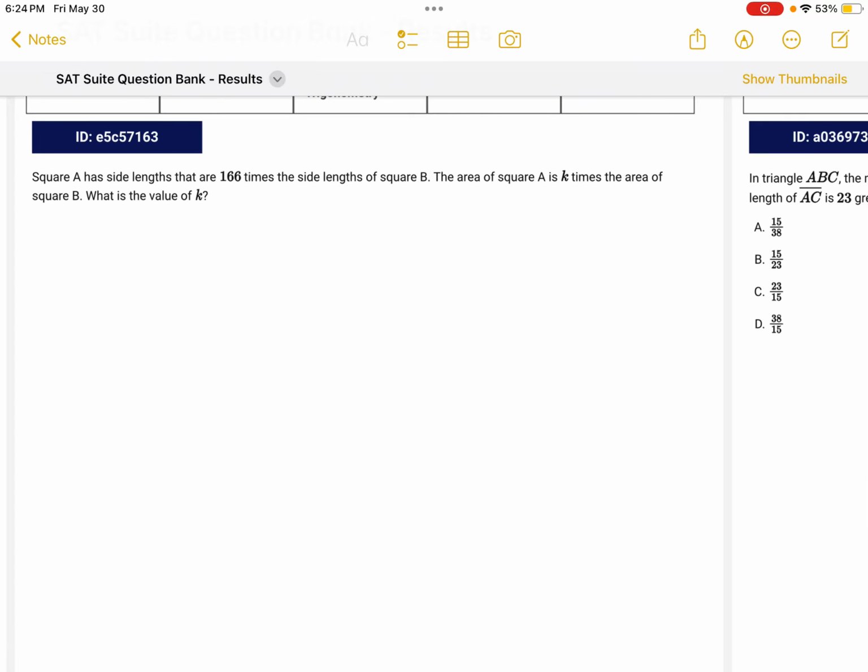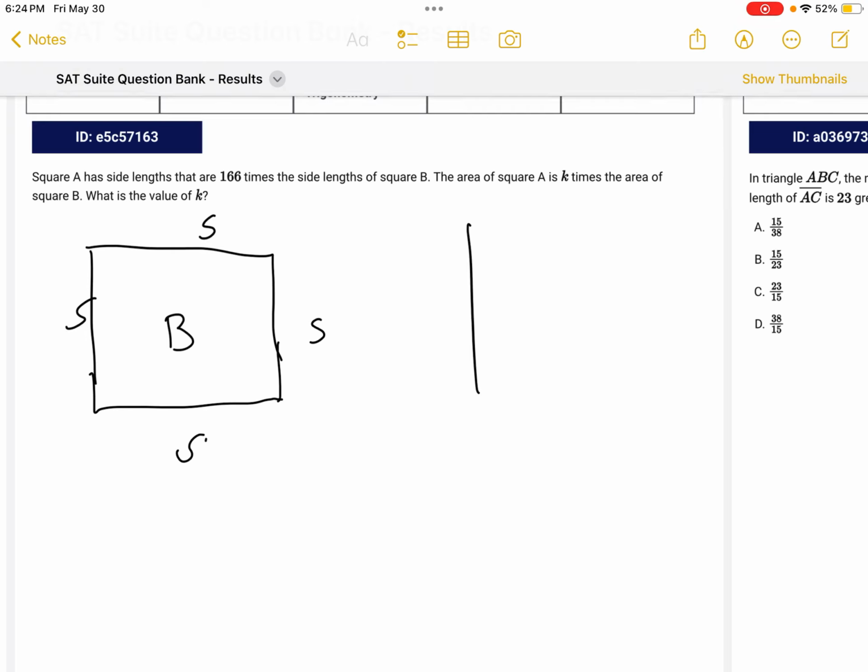Square A has side lengths that are 166 times the side lengths of square B. The area of square A is k times the area of square B. What's the value of k? All right, so let's imagine we have our square B right here. This is B. Say it has side lengths of s. And then we have our square A. Obviously, this isn't to scale. And it's got sides of length 166s.